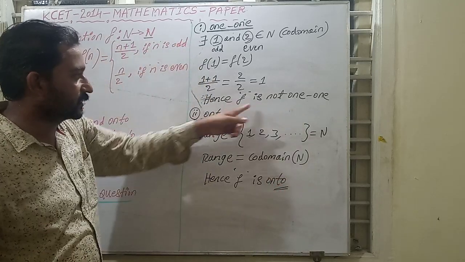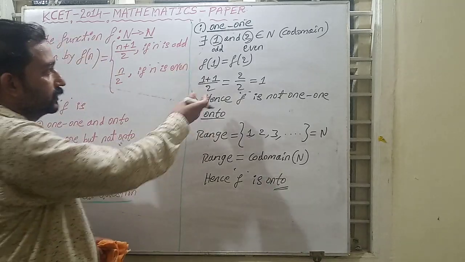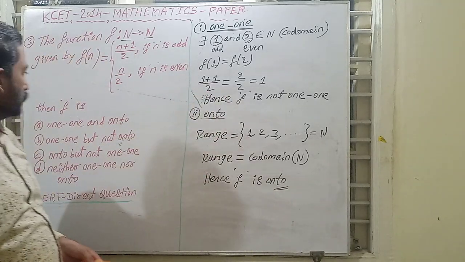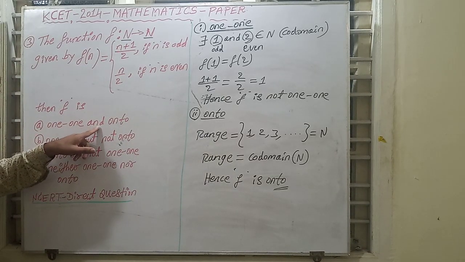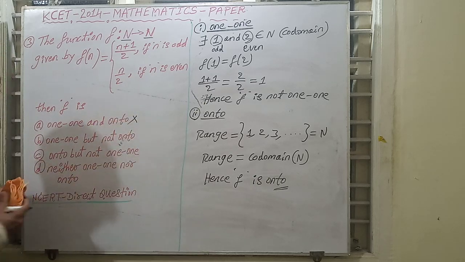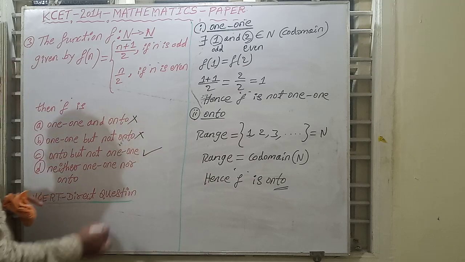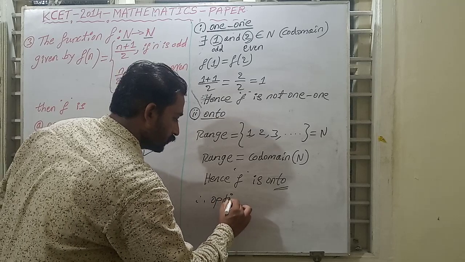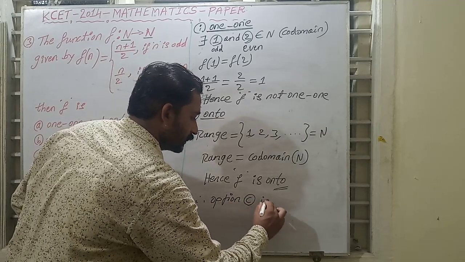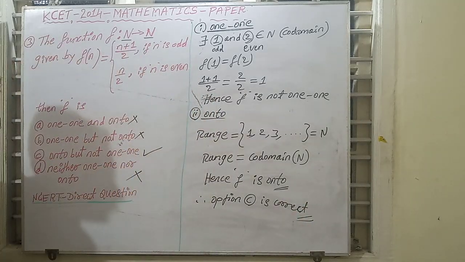So in this case, f is not one-one but f is onto. So using these two concepts, these two outputs, check the options one by one. F is one-one and onto: it is not correct. One-one but not onto: it is not correct. Onto but not one-one: it is correct. So this is wrong. So option C is correct. Therefore, option C is correct. So that's all.